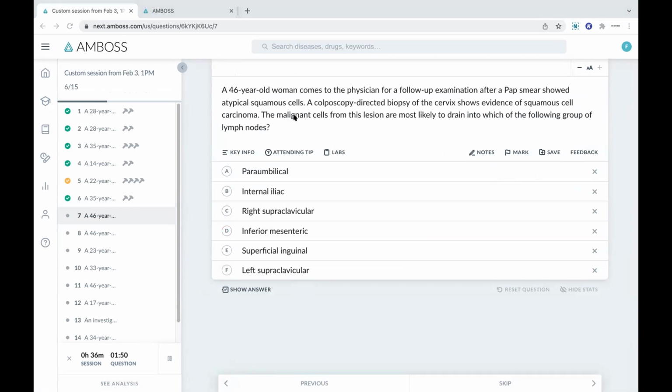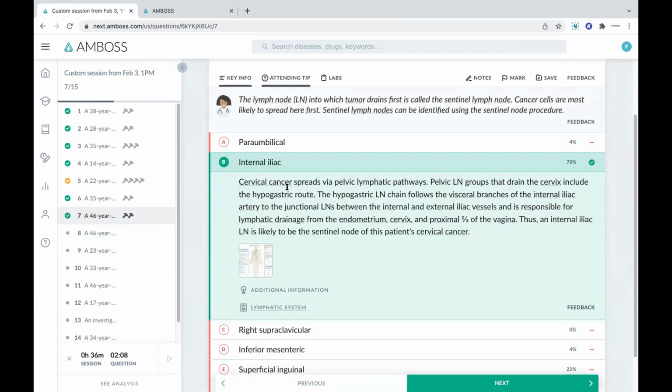Okay, next one. The malignant cells from the lesion are most likely to drain into which of the following? Pap smear shows atypical squamous cells. Direct biopsy of the cervix shows evidence of squamous cell carcinoma. Where does the cervix drain? Fast answers, please. The cervix drains in the internal iliac. Very good. B. Good job.